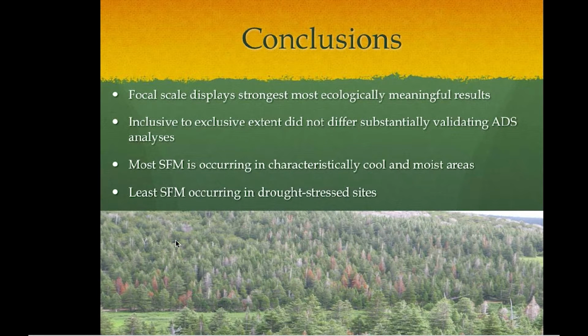And ecologically, most subalpine fir mortality is occurring in those characteristically cooler and more wet sites, which is kind of counterintuitive to what you would assume with climate warming. And then the least amount of subalpine fir mortality is occurring in drought-stressed sites.